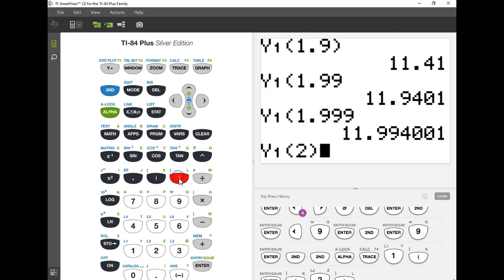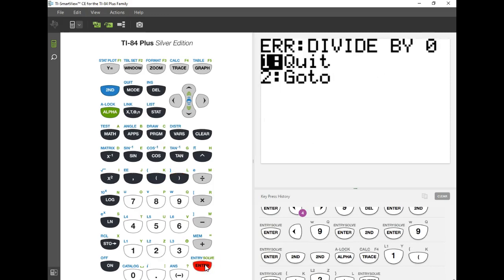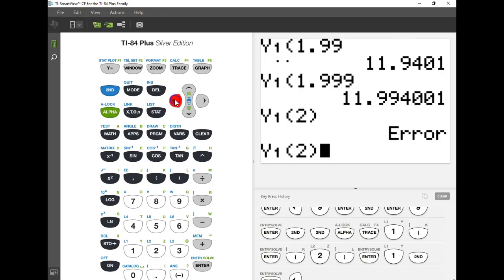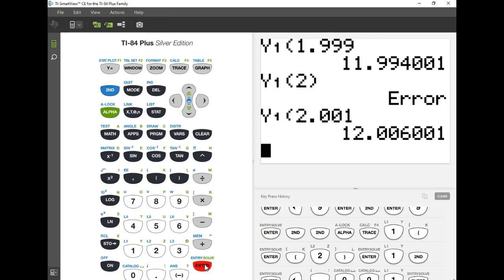I'm going to retype it. Just so you can see, you can do this with a problem that gives you a divide by 0. So it will give you the error if you need it. What do they have? 2.001? Suddenly I'm just barely on the other side of 12.